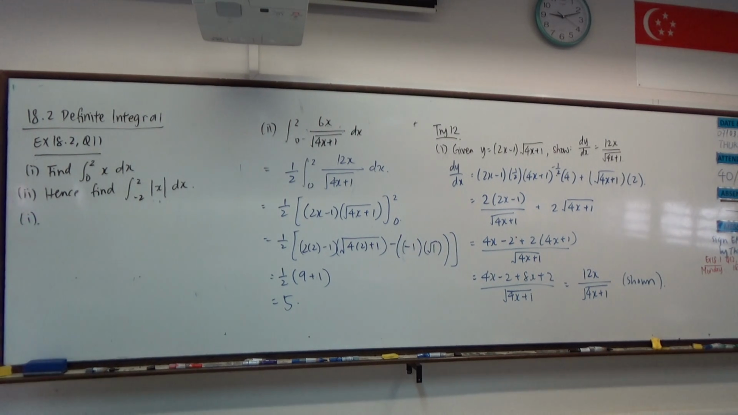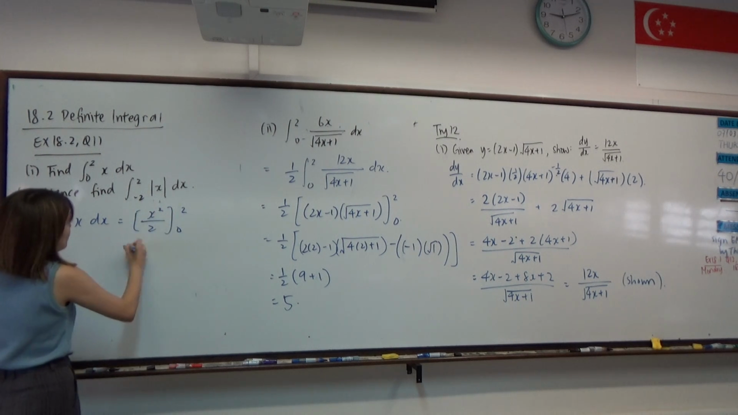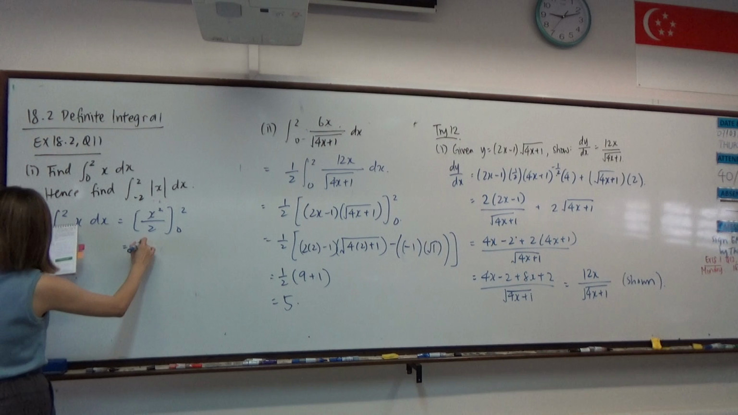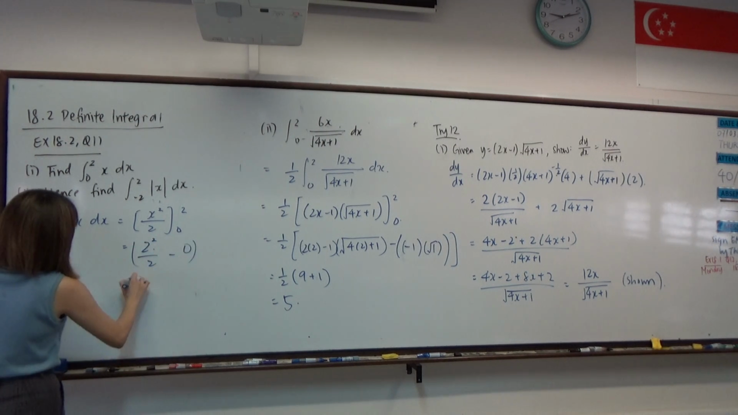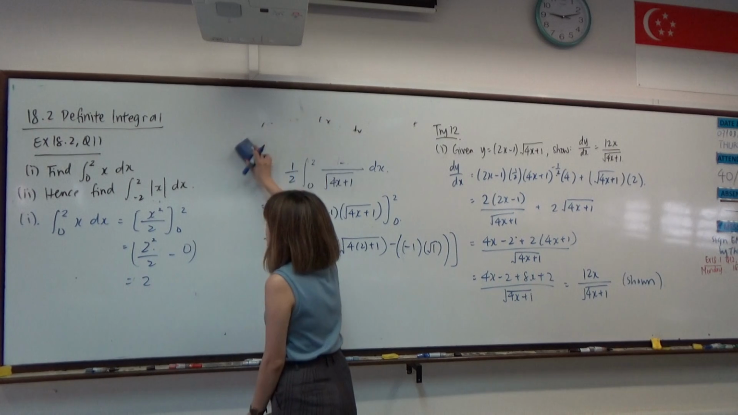We definitely know how to integrate x from 0 to 2, that will give you x squared over 2. And eventually you'll find that the value is actually 4. Is it right? No, sorry, 2. So that would be the value for integrating from 0 to 2.